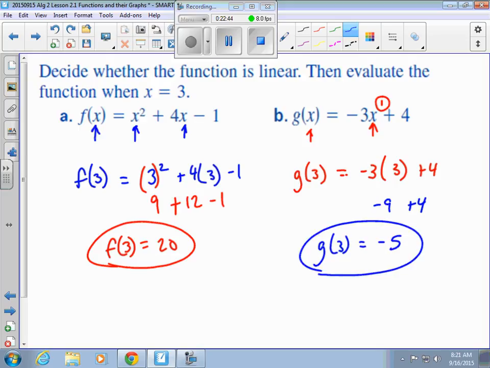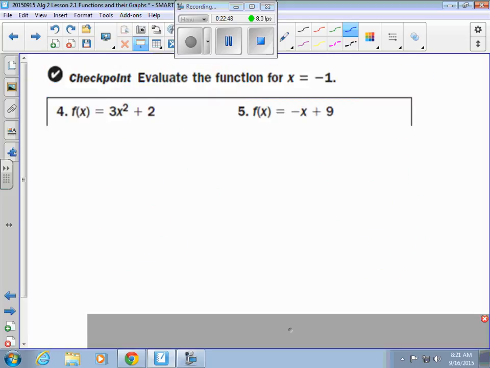Again, read it that way. Don't read it as g, that thingy 3. Don't say anything foolish like that. Then your checkpoint says evaluate the functions where x equals negative 1. f of x equals 3x squared plus 1. f of negative 1 equals 3 times negative 1 squared plus 2. Square negative 1, that gives you 1. 3 times 1 is 3, and 3 plus 2 is 5. So f of negative 1 is 5.